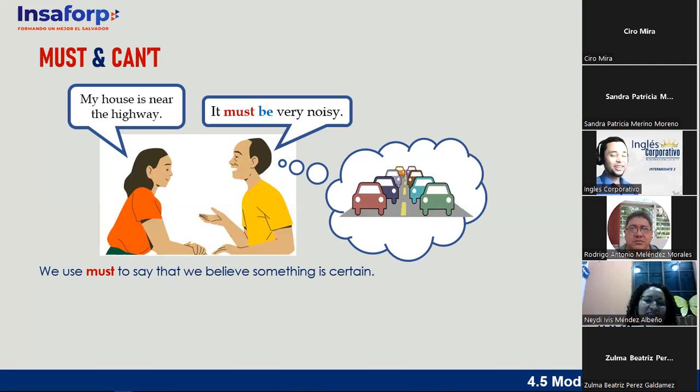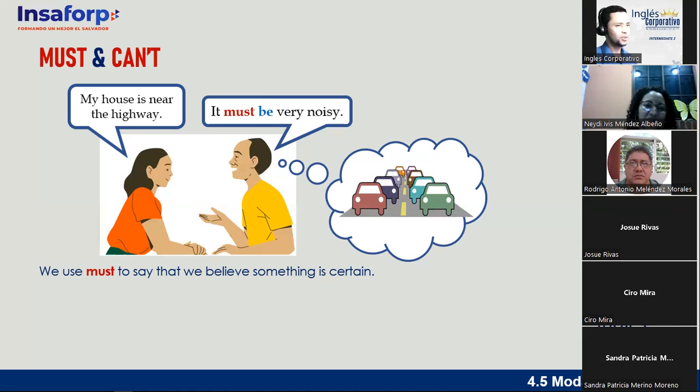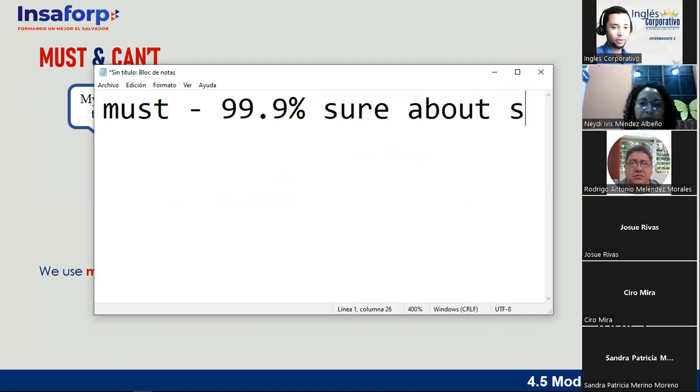Okay, thank you. She says, my house is near the highway, and he says, it must be very noisy. Okay. Must is another modal auxiliary verb. We use must to say that we believe something is certain, something is true. In other words, we use must when we are sure about something. It's like we are 99.9% sure about something. So we use must, again, when we are 99.9% sure about something.